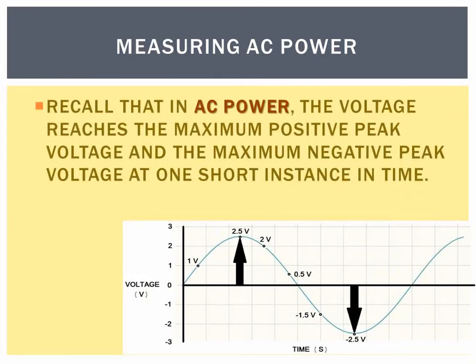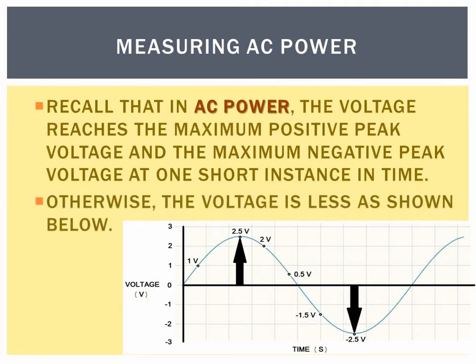Recall that in AC power, the voltage reaches the maximum positive peak voltage and the maximum negative peak voltage at one short instant in time. Voltage is always changing in an AC circuit. If it's not at its maximum value, it's obviously going to be less than that.